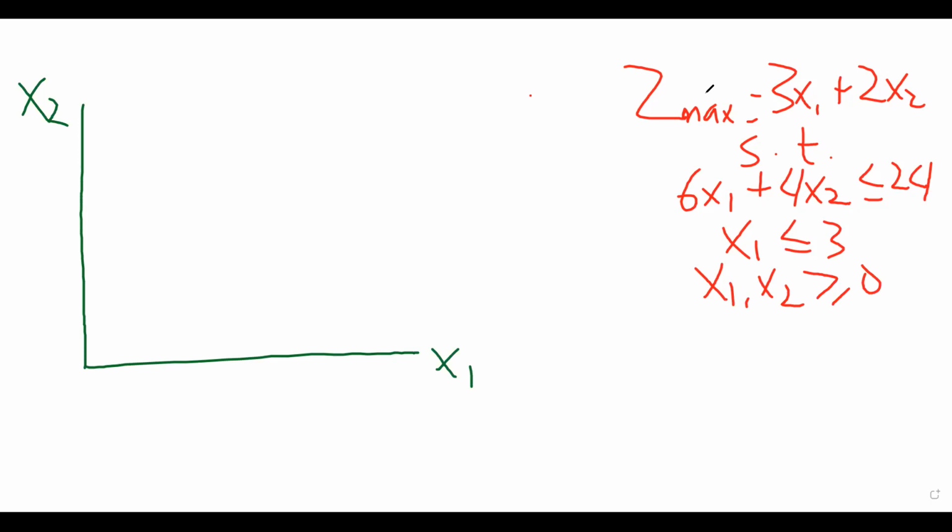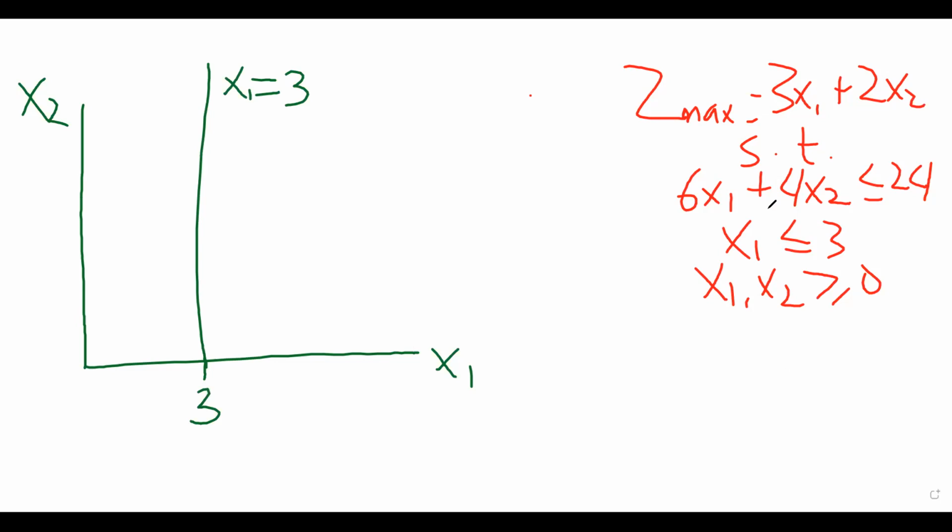Then you draw your first constraint. In this case, let's take the easier one. x1 is less or equal to 3. So apply the equality sign, and that will be x1 equal to 3. x1 is on this axis, so you identify a point called 3. And then that means that you have to have a straight line, and this straight line is x1 equal to 3.